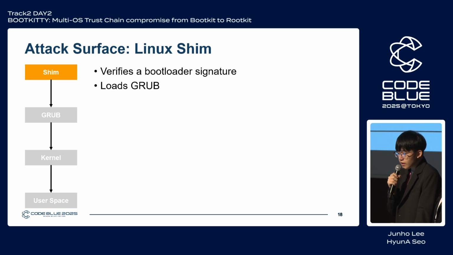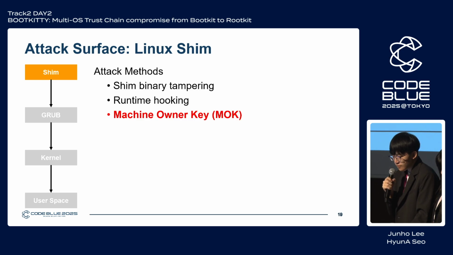Let's first look at shim. Shim verifies the signature of grub and then loads it. From an attack perspective, there are 2 main points regarding shim. The first is tampering with the shim binary located in the boot partition, and the second is hooking the shim loaded in memory at runtime. Shim simply loads grub and does not participate in kernel loading or system initialization, so it becomes a low-value attack surface. However, if control is gained at the shim stage, the hook can later be extended into the grub stage.